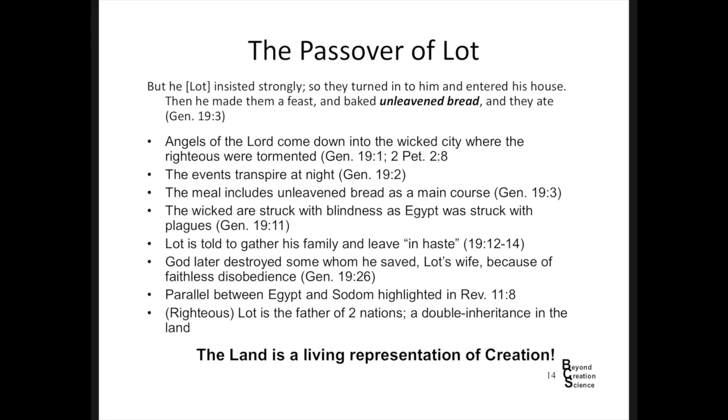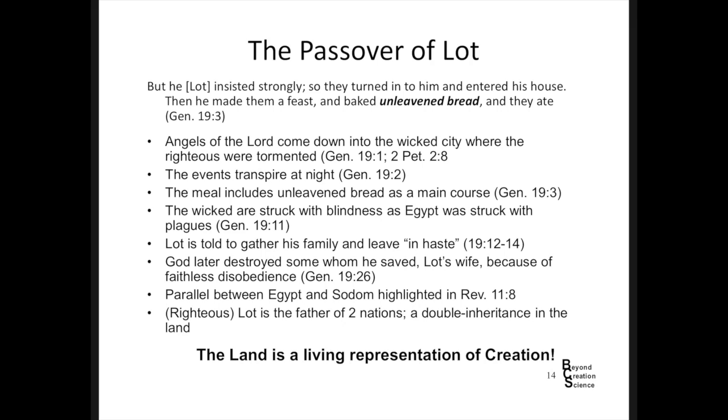Then we have some other interesting details in the story of Lot that start looking really familiar, vaguely resemble Israel's history. What happens when the angels show up in Sodom? Lot takes them into his house and he serves them something very specific. "But he, that's Lot, insisted strongly, so they turned into him and entered his house. Then he made them a feast and baked unleavened bread, and they ate."